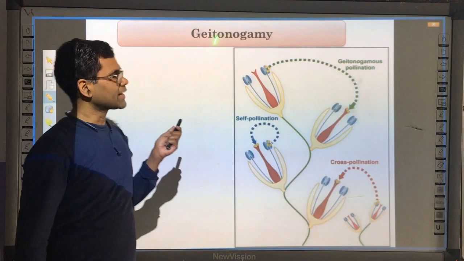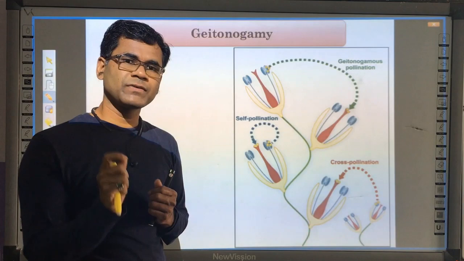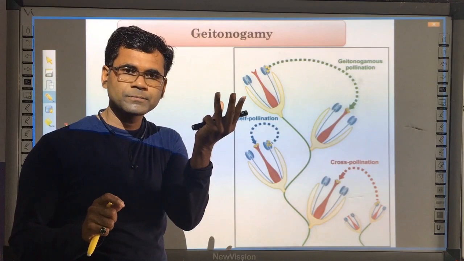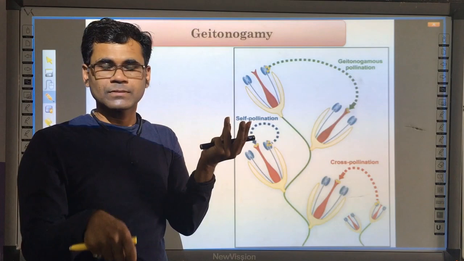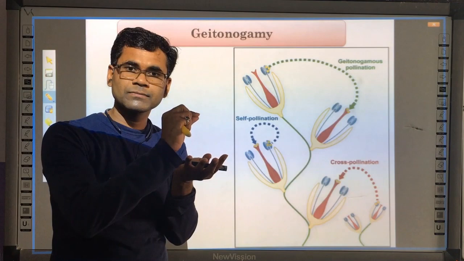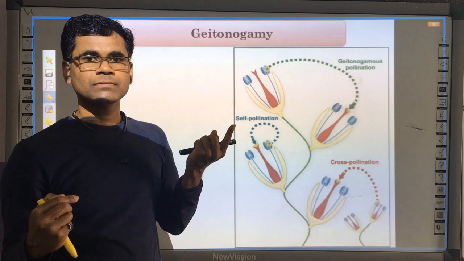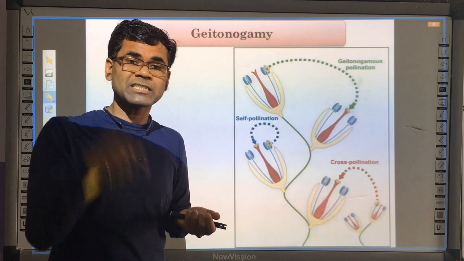Next one is geitonogamy. Geitonogamy is a type of pollination in which the pollen grain transfers from one flower of the plant to another flower of the same plant. Again, I am repeating, geitonogamy is a mode of pollination in which the pollen grain transfers from one flower of the plant to another flower of the plant. That is, from the anther of one flower to the stigma of another flower, the transfer of pollen grain takes place, and these two flowers must belong to the same plant.